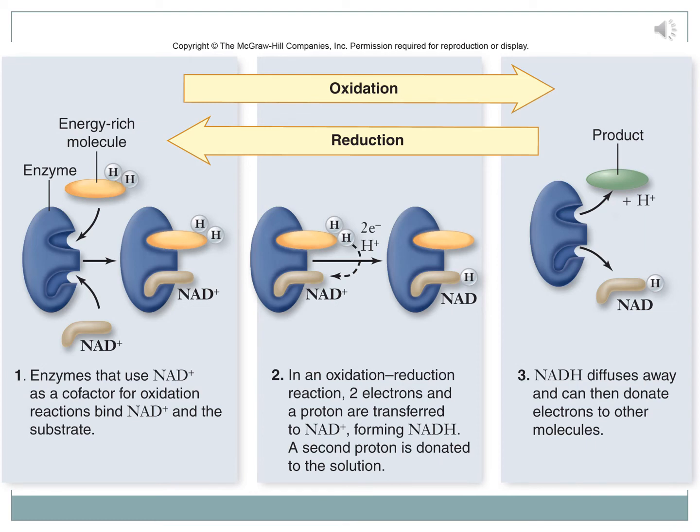Here is the diagram from your textbook, which shows exactly what the animation did on the previous slide. Again, 2 electrons and a proton are transferred to NAD+, with another proton donated to the solution. Molecules that gain electrons are said to be reduced, and ones that lose electrons are said to be oxidized. NAD+ oxidizes energy-rich molecules by acquiring their electrons, and then reduces other molecules by giving the electrons to them. NADH is the reduced form of NAD+.